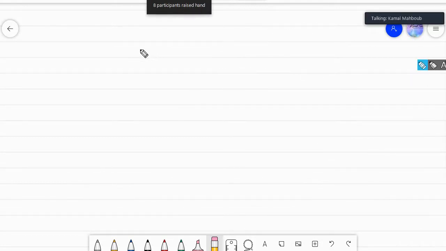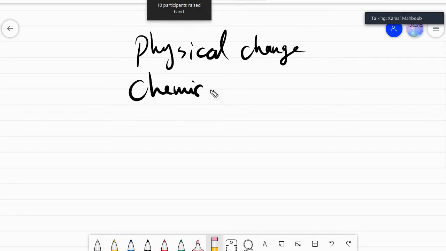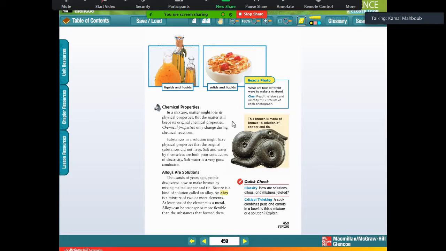We have physical change and chemical change. Okay, what is the difference? Does anyone know, guys, how to explain the difference between physical property and chemical property?